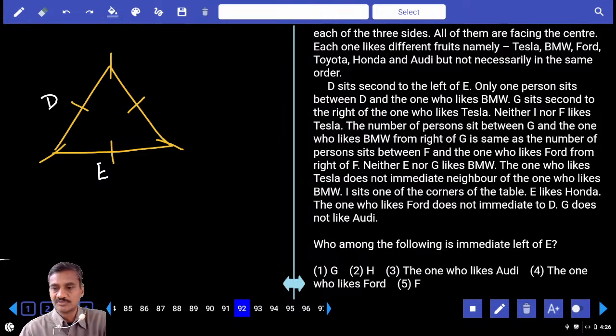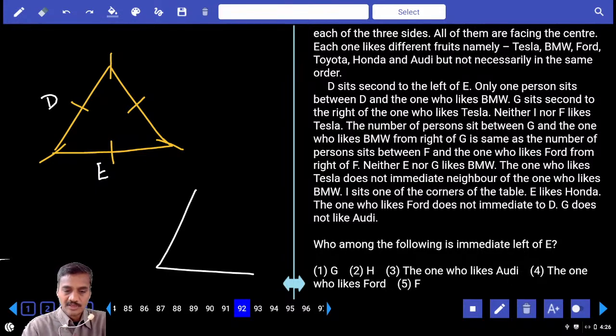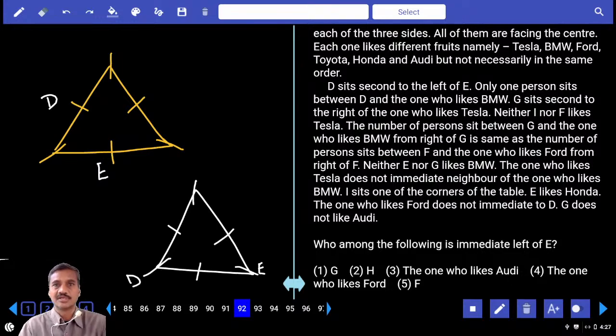Next, only one person between D and the one who likes BMW. Now there is one more possibility we have. What is the other possibility? 1, 2, 3, 4, 5, 6. We can have E at this place, then D will be here. That means both D and E are at the centers or both D and E are at the corners. The next one, only one person between D and the one who likes BMW. There must be exactly one person between D and BMW, isn't it?